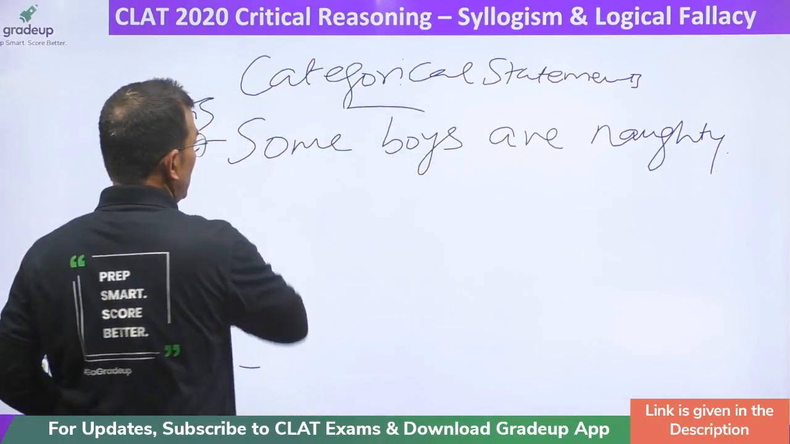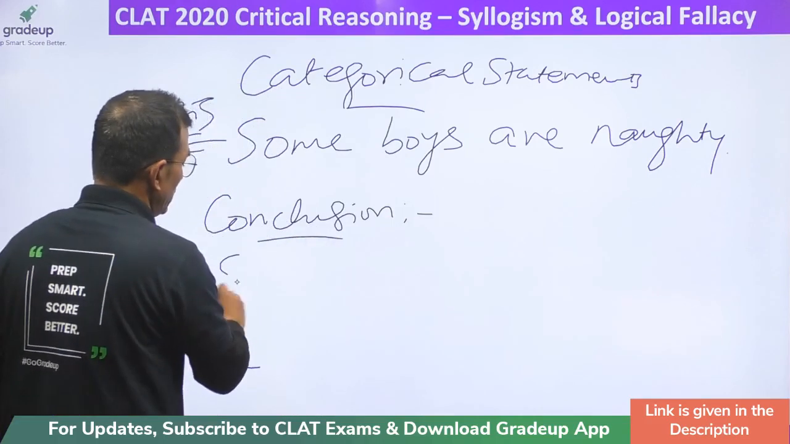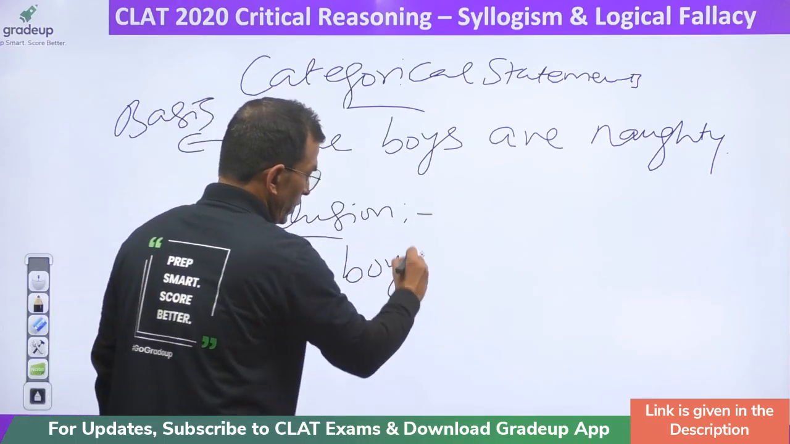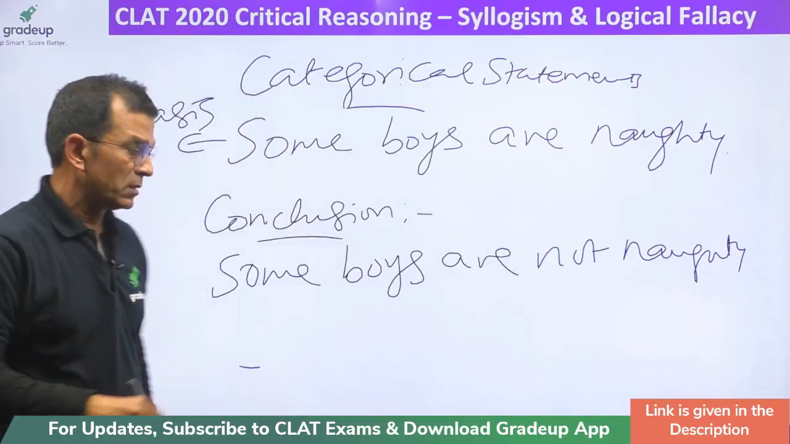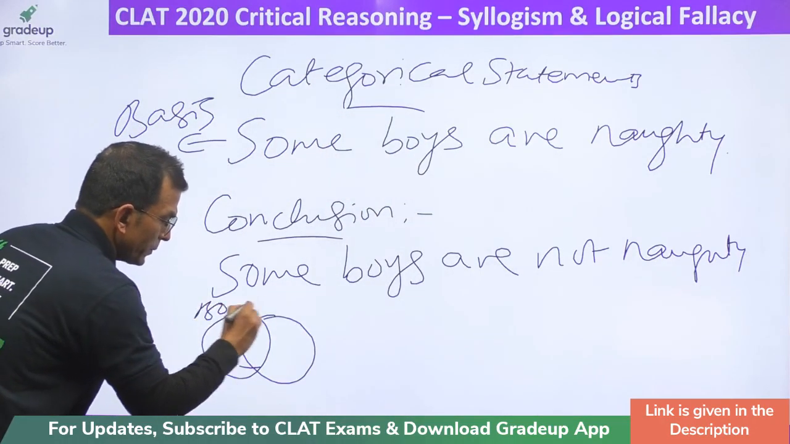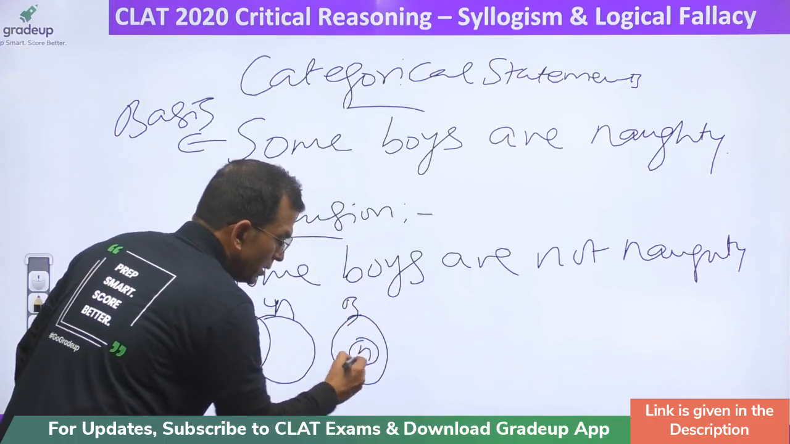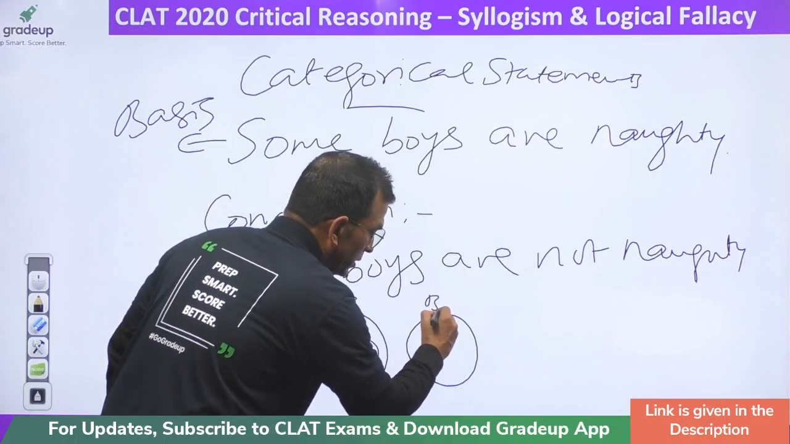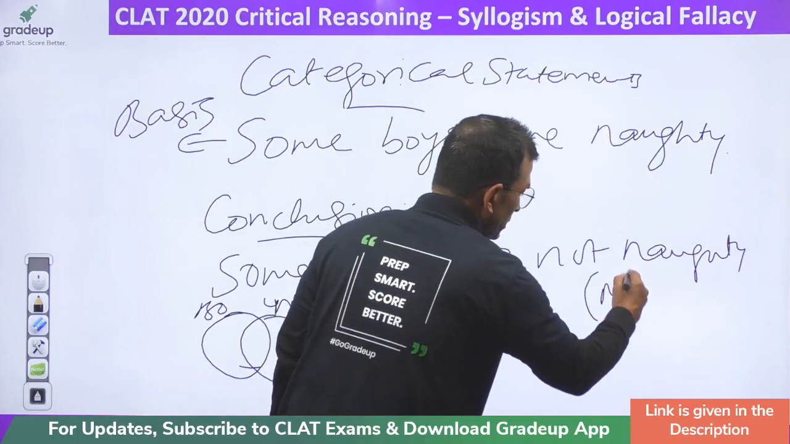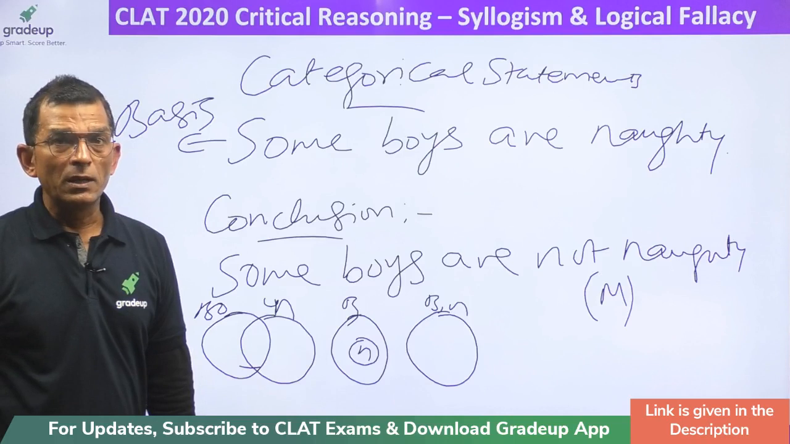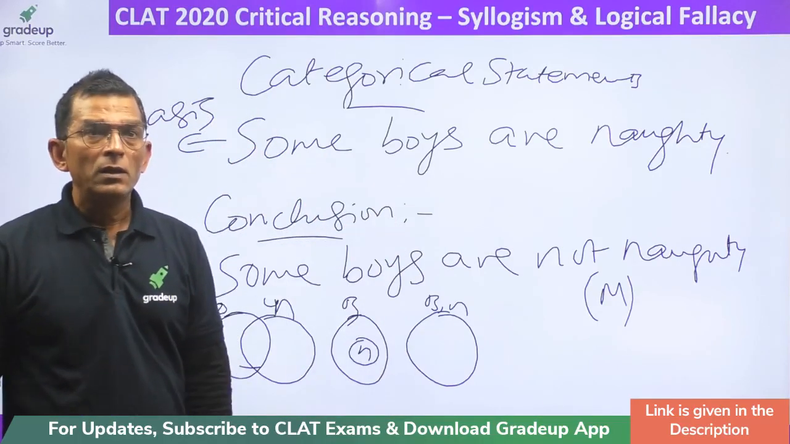But then, let's see. What happens to this? Some boys are not naughty. This is another conclusion I am going to draw, and tell me whether this is possible. Now think about this. Some boys are not naughty. This is true in this case. Also true in this case. But some boys are not naughty is not true in this case. So immediately you would say that this statement is a maybe statement, sir. This is a 50-50 statement. Absolutely. Yes, it is possible, but it is not definitely true.